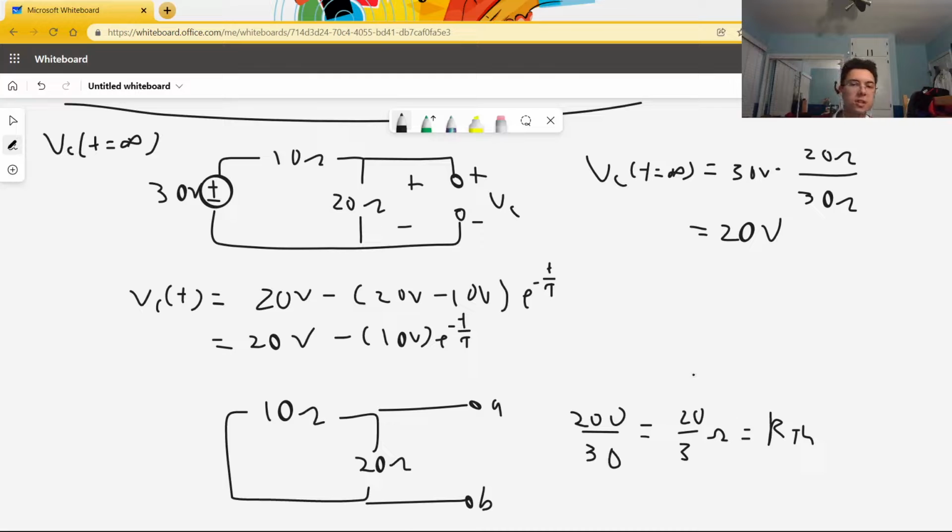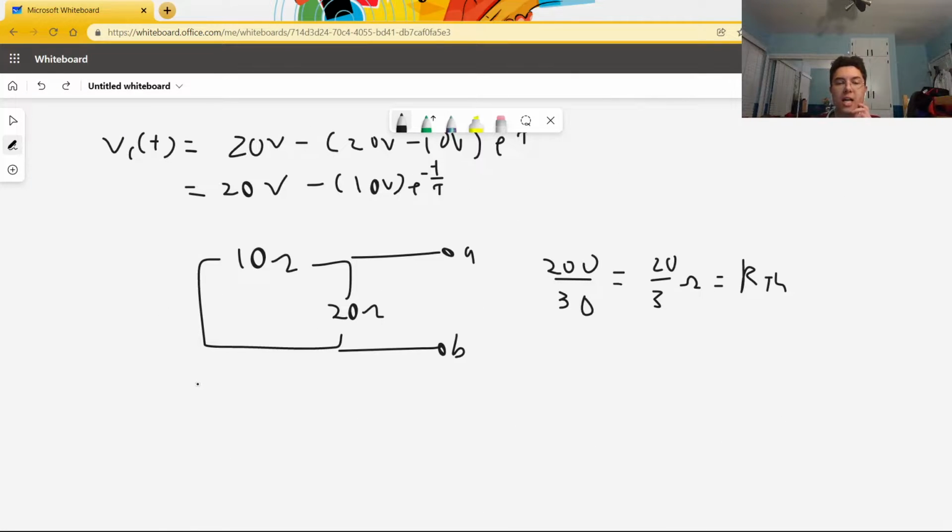So we've determined the Thevenin resistance for this circuit. Now, it doesn't matter if this was a capacitor or an inductor, we would still need to be looking for the Thevenin resistance across the terminals of the capacitor or the inductor. Now, determining the time constant tau is very simple. For a capacitor, it is R Thevenin times C. Or for an inductor, it is L over R Thevenin.